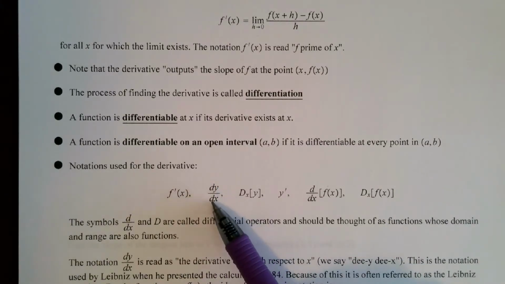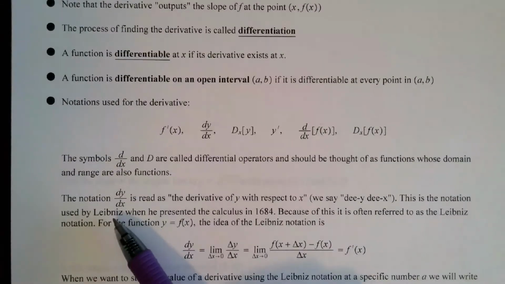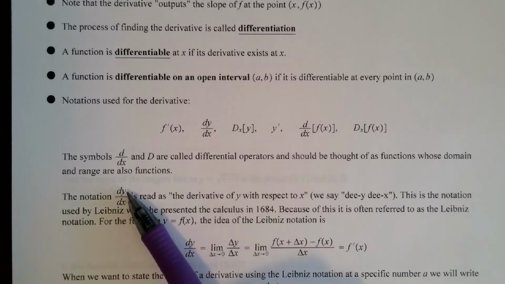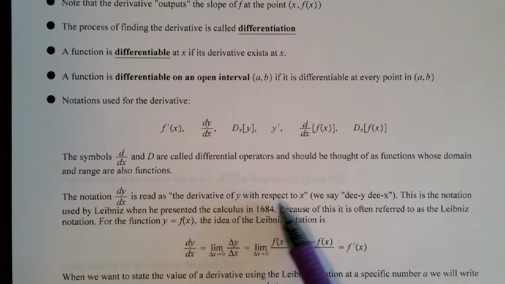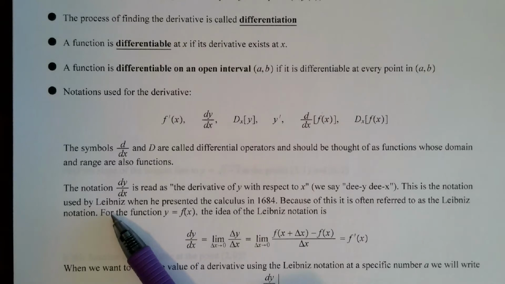This is dy dx, dy over dx. And let's just jump down to that. This is the so-called Leibniz notation. Dy dx is read the derivative of y with respect to x. And this was used by Leibniz. We talked about Leibniz and Newton as being the founders, quote unquote, of calculus. And a lot of the notation that we use, though, actually comes from the way Leibniz did things as opposed to what Newton used. And so we sometimes refer to this as the Leibniz notation.